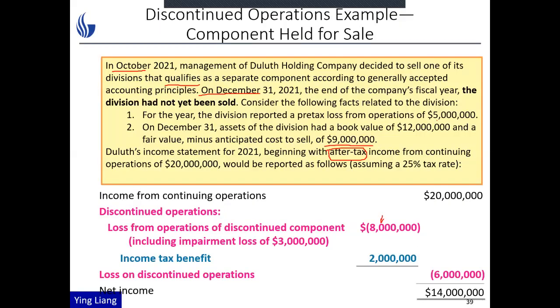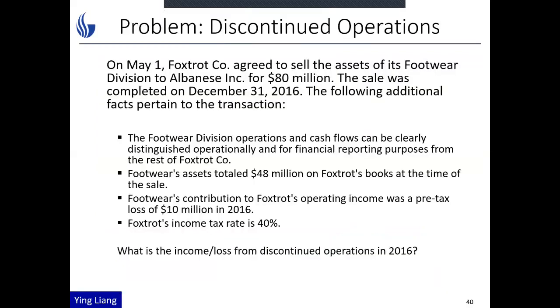So you can see they are really very similar. It's just that one uses an actual price, and the other uses fair value minus the anticipated cost to sell. Now let's keep doing this example. You can pause here.